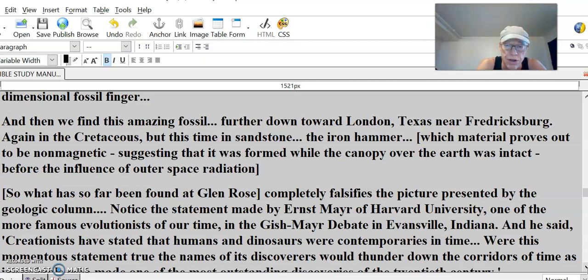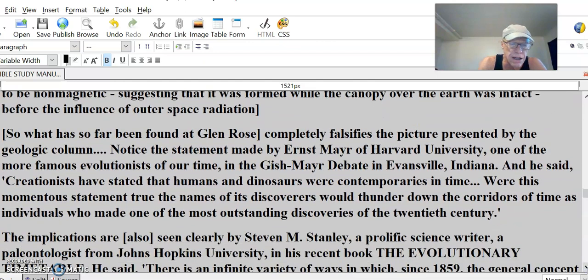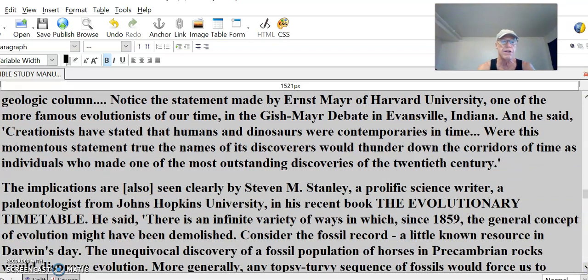Notice the statement made by Ernest Mayr of Harvard University, one of the more famous evolutionists of our time, in the Gish-Mayr debate in Evansville, Indiana. He said, creationists have stated that humans and dinosaurs were contemporaries in time. Were this momentous statement true, the names of its discoverers would thunder down the corridors of time as individuals who made one of the most outstanding discoveries of the 20th century. The implications are also seen clearly by Stephen M. Stanley, a prolific science writer, a paleontologist from Johns Hopkins University, in his recent book, The New Evolutionary Timetable.